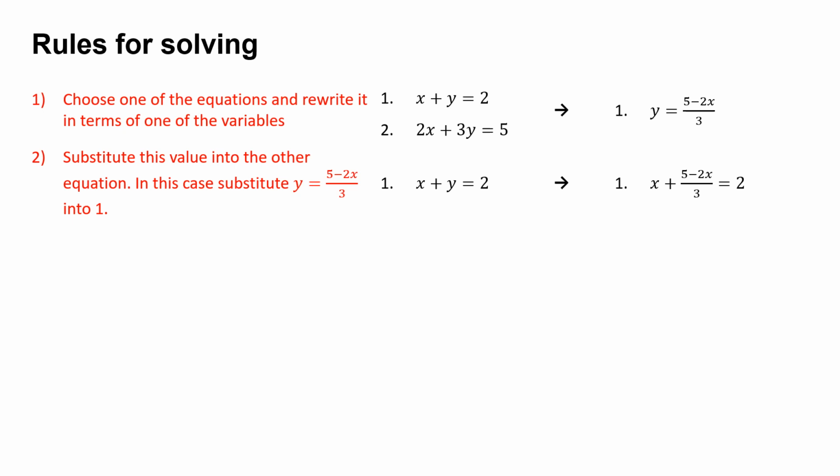Next, we need to substitute this value into the other equation. In this case, we've got x plus y equals 2. So that value of y that we just wrote out in the first step, we need to plug this in. So now instead of x plus y equals 2, we have x plus (5 minus 2x) over 3 equals 2. Now the reason we do this is because now we have one equation and just one variable, which means we can solve for that first variable, in this case x.